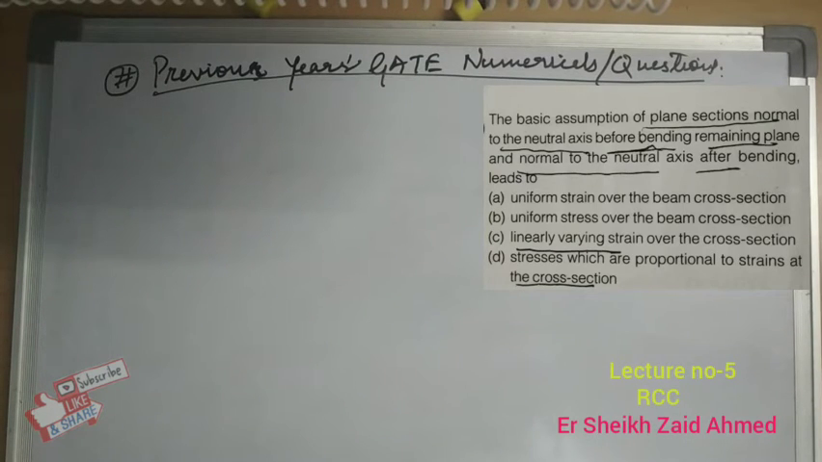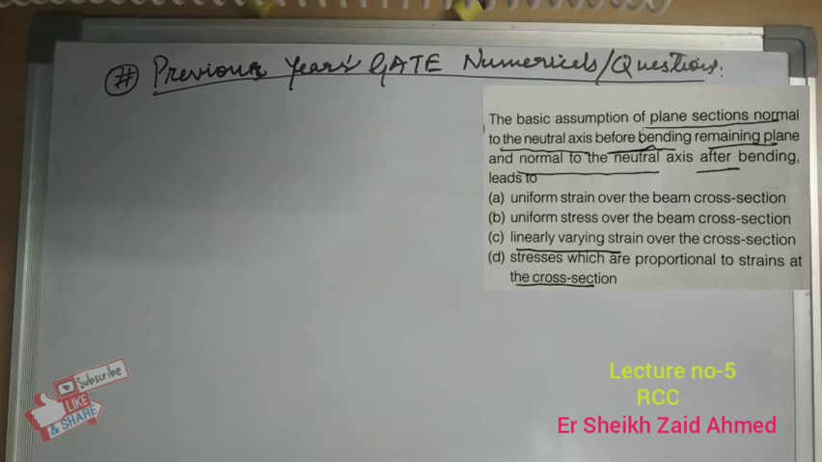So the question says, the basic assumption of the plane section normal to the neutral axis before bending remains plane and normal to the neutral axis after bending leads to option A, uniform strain over the beam cross section, option B is uniform stress over the beam cross section, option C says linearly varying strain over the cross section, and option D says stresses which are proportional to strains at the cross section.